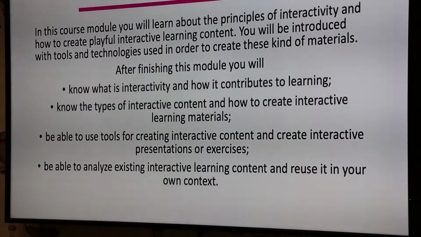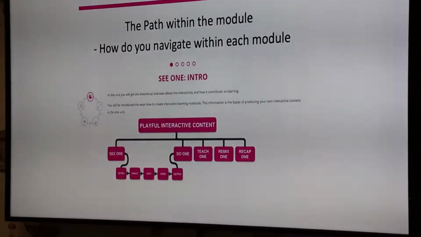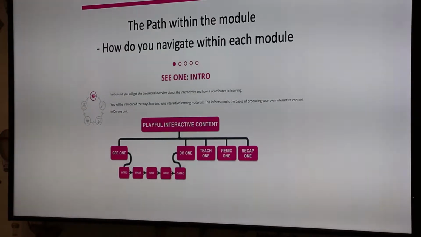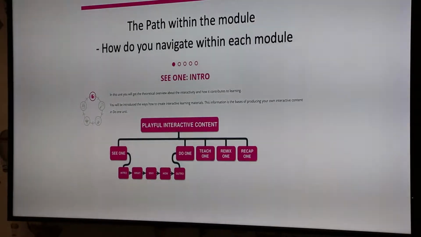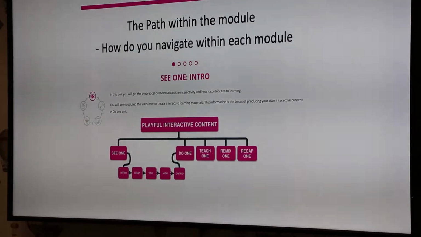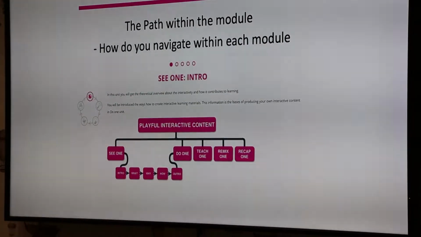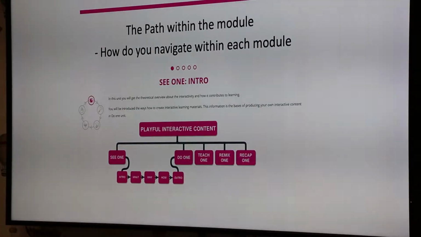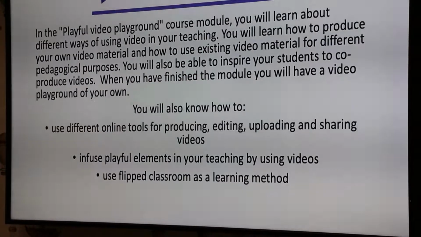There will probably be others, but mainly H5P, because it's very versatile to use. This is not only how it looks in the playful interactive material module. This is a visual structure to guide you through each module. So if you remember the eye that you saw, now you see that the eye is highlighted, which means that now you're in the C1 intro, and then you move along to the next units.